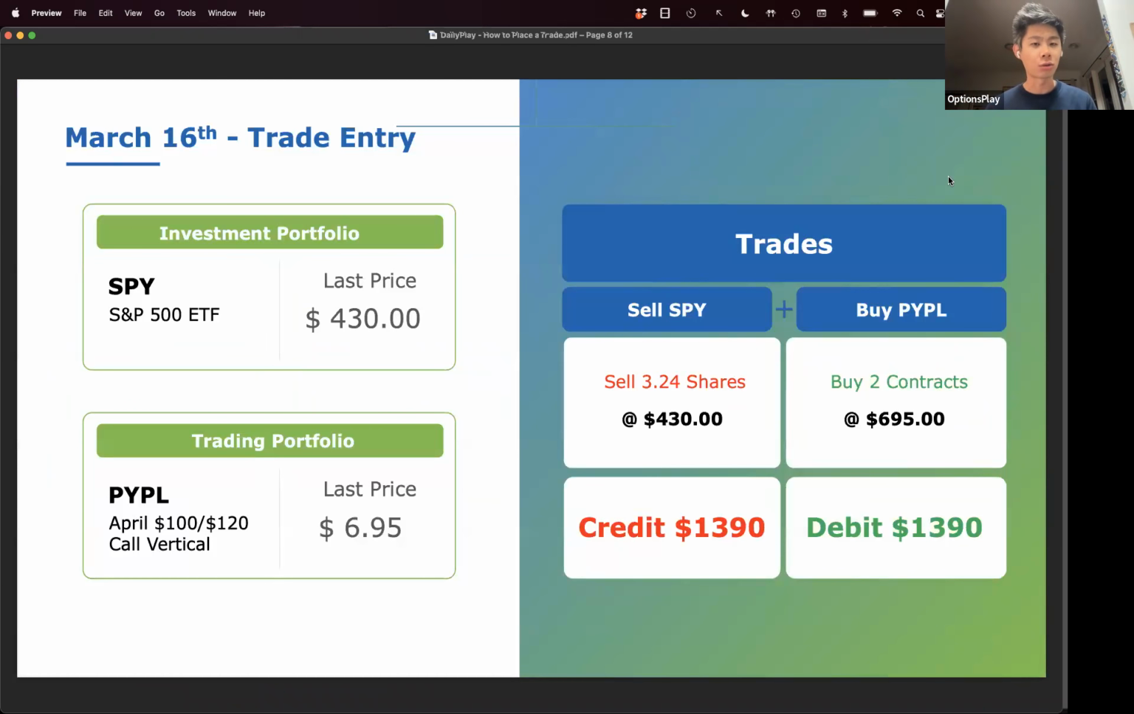And I just want to walk you through this, because it's not like you necessarily have cash sitting around in order to execute or allocate these particular trades. Sometimes you may be fully invested in your portfolio, especially if you think about that longer-term investment portfolio where you might be long the Spiders or Qs or some other index fund. What you can potentially do is sell some shares of SPY. In this particular case, SPY was trading around 430 on March 16th when we entered the PayPal trade.